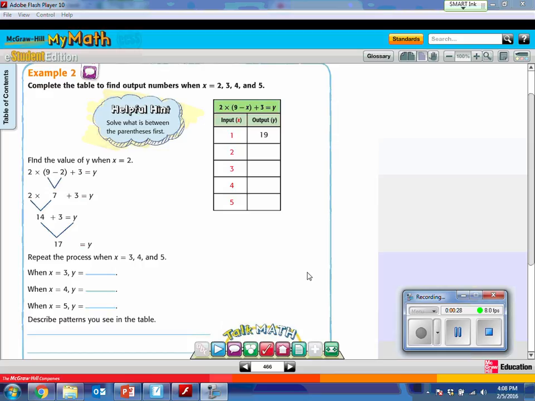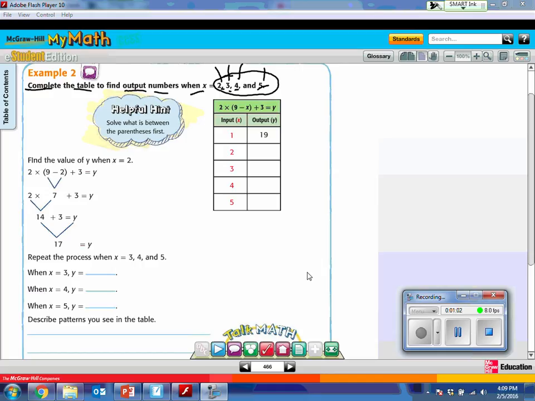What we're going to be looking at is again a table, and we're going to be looking at equations, and we're going to be solving those equations that are missing variables. So let's go ahead and get started with this problem right here. It says to complete the table, define output numbers when x is 2, 3, 4, and 5. I know in our last lesson with this, a lot of people were confused with how come we have all of these numbers right here. This is telling you that we're going to be using each and every one of these numbers on our table. We're just going to be using them one at a time.